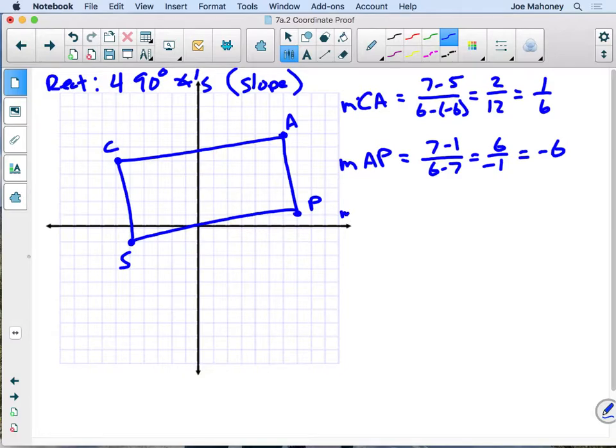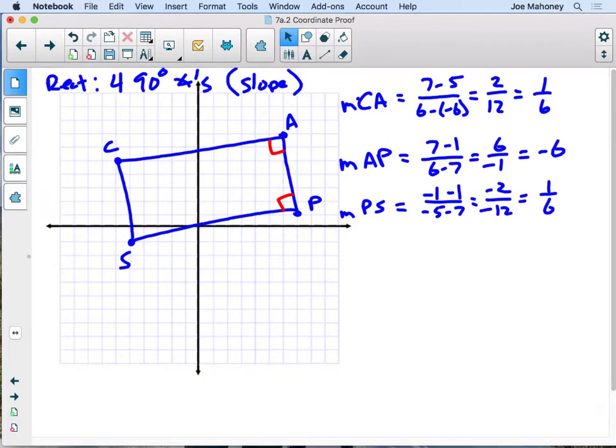So let's keep going. Let's find the slope of side PS now. We'll do change in y, -1 minus 1. Change in x, -5 minus 7. That's -2 over -12, which is positive 1/6. Again, great things have just happened, because now the slope of AP and the slope of PS are opposite reciprocals. So I'll draw in that right angle box there because of those two. And the previous two showed me that.